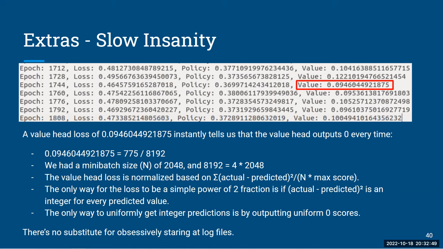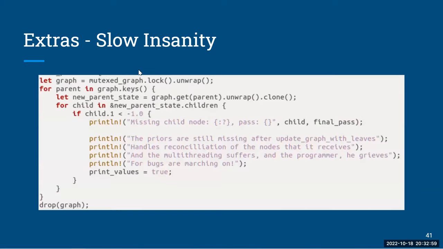Does anyone else have any questions? Well, if not, I have to show you the next slide too, because this is also still in our code. This was from when we were hunting down the ghost node. We were putting in print statements everywhere. And Felipe's job was to put in sensible error messages like the missing child node thing and a message saying the priors are still missing after update with leaves.